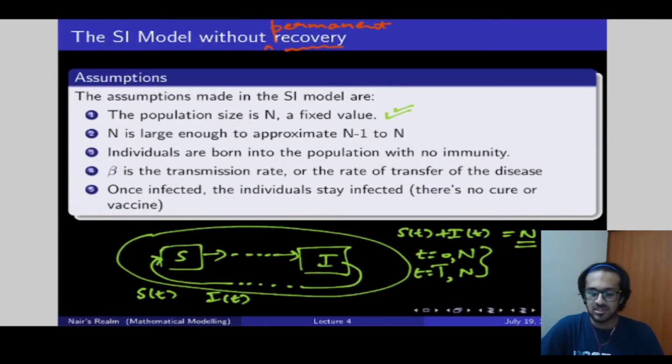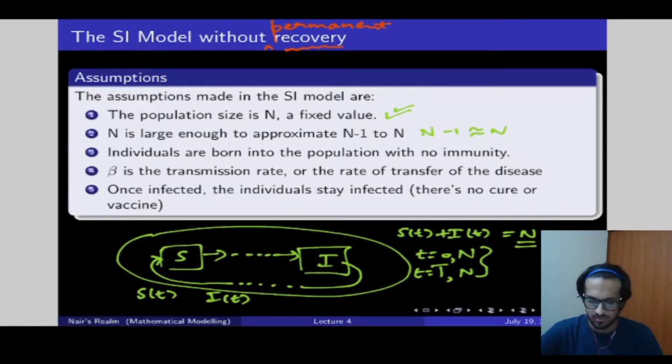Now the second assumption is that n is so large that n minus 1 and n are almost the same. That basically means n minus 1 is approximately equal to n. Now the third assumption that we are going to make here is that individuals are born into the population with no inherent immunity to the disease. So if there are some diseases where you're born and you already have immunity from that disease, then you cannot use this specific SI model, which we'll be discussing today, for that disease.